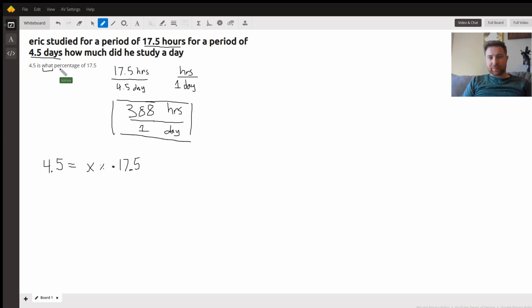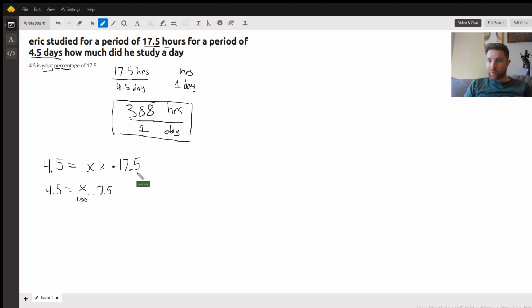And something interesting, remember how I said per means divide? Well, look at that, per cent. If you think of cent, there's 100 cents in a dollar, there's 100 years in a century. So in this way, we're dividing by 100. So let's change that percent to divide by 100. 4.5 equals X divided by 100 times 17.5.